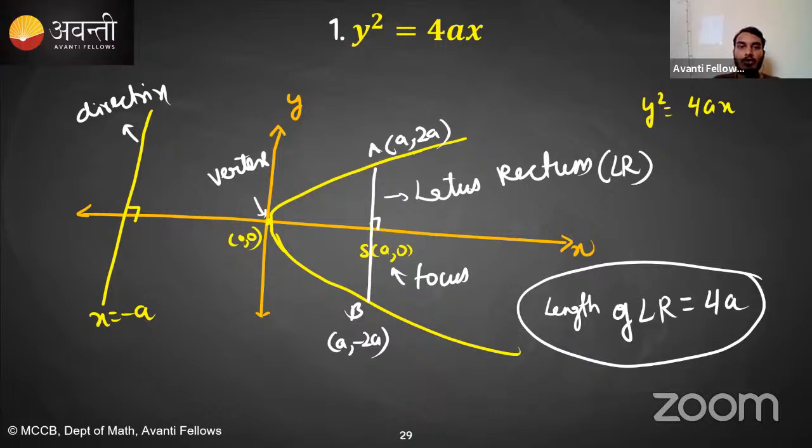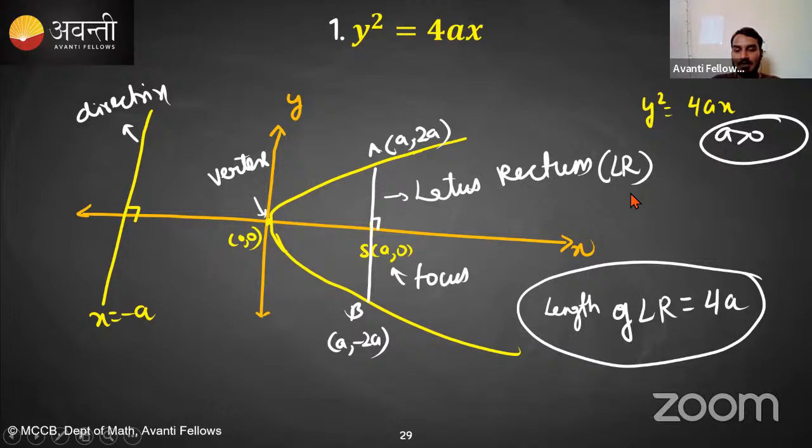In all those 4 standard equations, we have defined where is the focus, where is the directrix, where is the vertex, what are the extremities of the latus rectum, and the length of the latus rectum. That thing we have all seen, right? And one thing that I have said is, in all those cases, a we are taking positive. A is always positive.